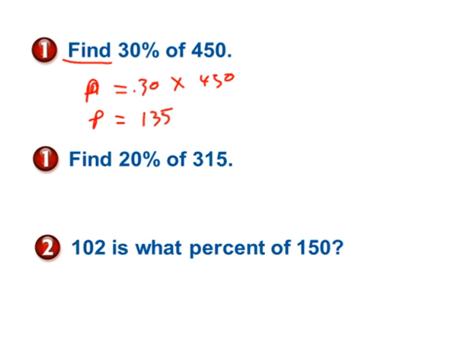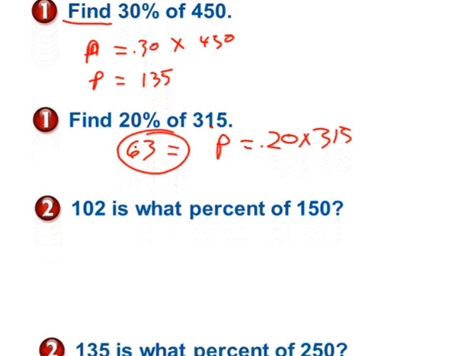20% of 315, I'm going to do a little estimate here on this one too. I'm going to say, well, 10% of 315 would be 31.5. So I'm going to double that, and I'm going to say that 63 is 20% of 315. To work that out, my percent equation, I'll say that the part is equal to 20 in decimal form, which is 0.2 times 315. So 0.2 times 315 does equal 63.